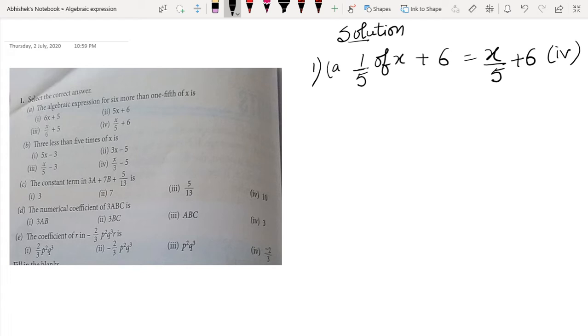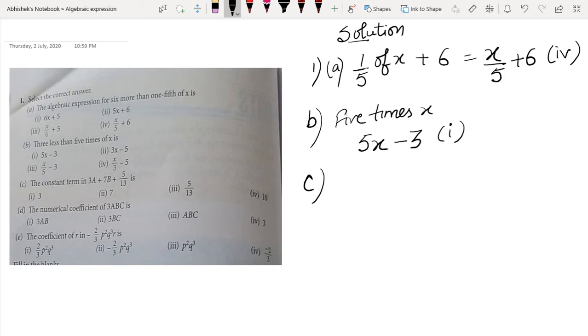First question A part we have done. Now look at B part. 3 less than 5 times of x. How can we write 5 times x? 5 times x can be written as 5x. So 3 less than 5 times x is 5x minus 3. So the first option is the correct answer.